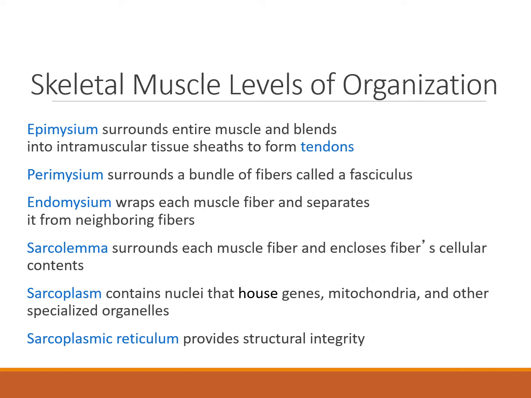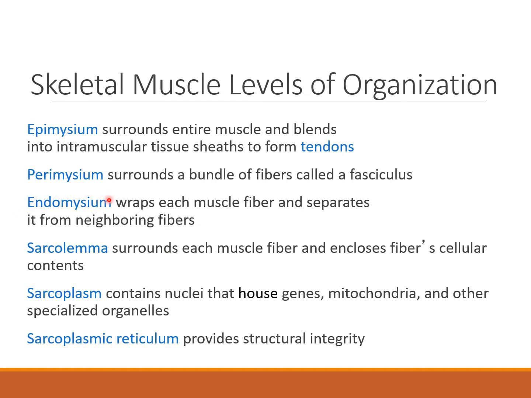So here's the skeletal muscle levels of organization. Again, if you want to reference back to the pictures, this will give you guys a bit more insight, but I'll kind of read through each layer here. So the epimysium surrounds the entire muscle and blends into intramuscular tissue sheaths to form tendons. The perimysium surrounds a bundle of fibers and is called a fasciculus. The endomysium wraps each muscle fiber and separates it from its neighboring fibers.